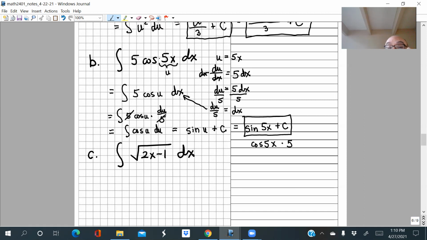And that's why I was calling this process really reversing the chain rule. So we can think of this integration as the anti-chain rule, but we never really think of it that way. We call it integration by substitution, but integration by substitution is really reversing the chain rule.